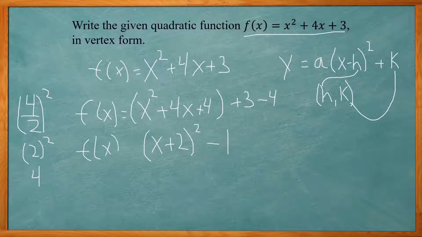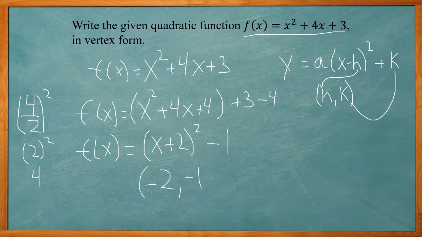Alright, so now it is in vertex form. If I look here, vertex form is x minus h. So here I have x plus 2, so it's not minus, it's plus 2. That means our h is actually negative 2. So it's going to be the opposite sign that's in the middle. And then our k is going to keep the sign that it's showing, so it's going to be negative 1. So our vertex is at (negative 2, negative 1).